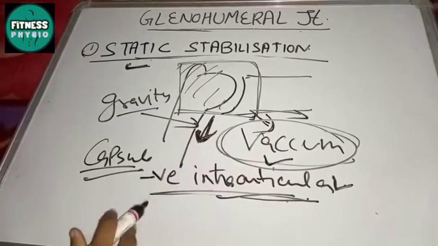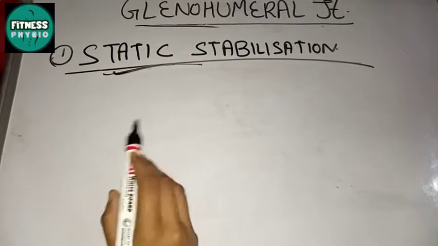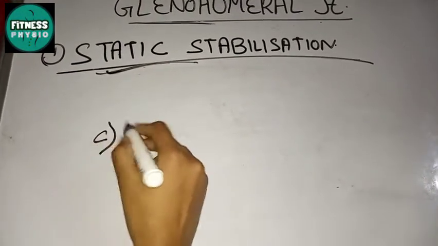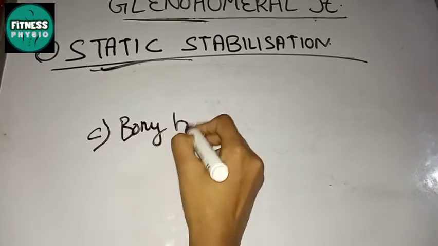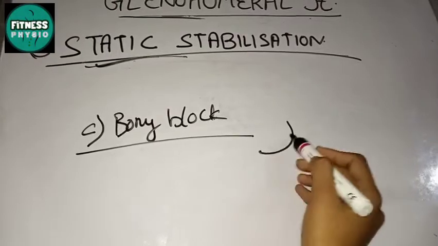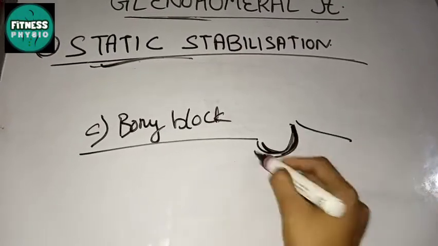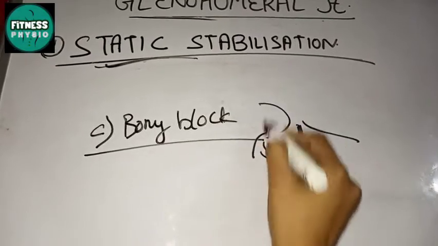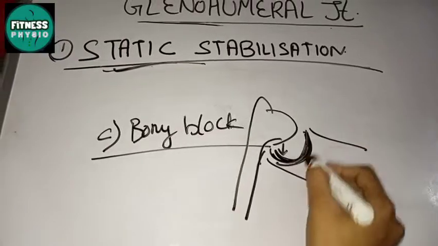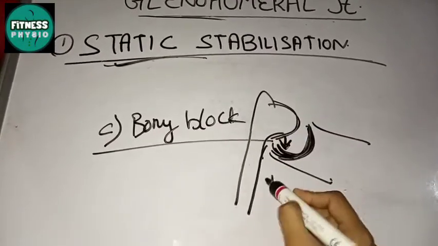The third structure which helps in maintaining your static stabilization is your bony block. You already know that your scapula is always in upward tilt. So this is your head of the humerus, and it already creates a bony block in preventing your humerus from going inferiorly.